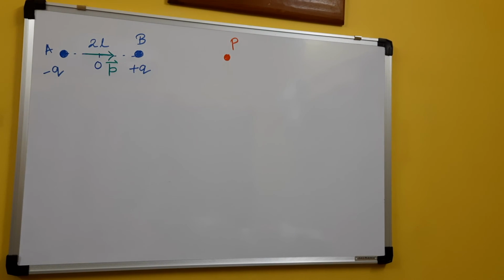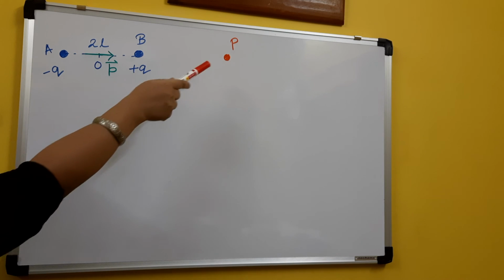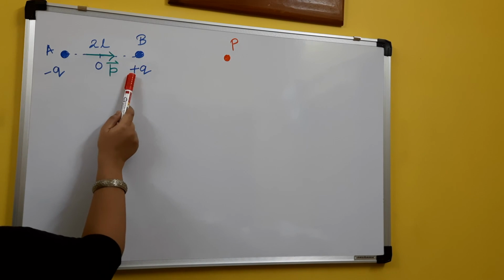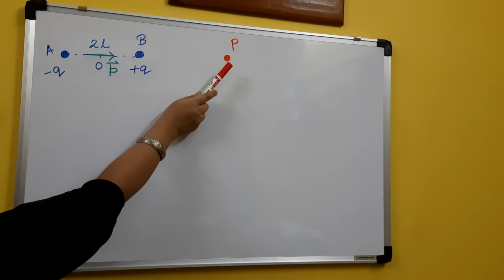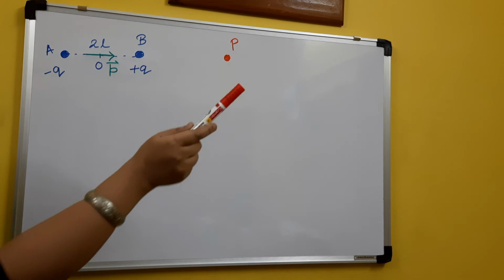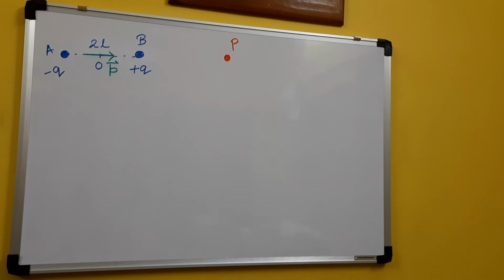There are two kinds of charge: one is negative charge, another is positive charge. This negative charge will affect this test charge, and this positive charge will also affect this unit test charge. As I said, always a unit positive charge will be taken as the test charge. So let's go for the mathematical derivation regarding this.